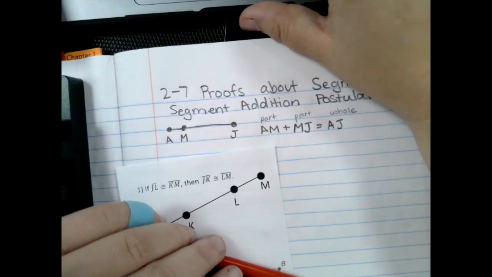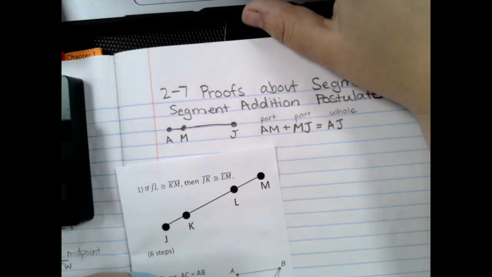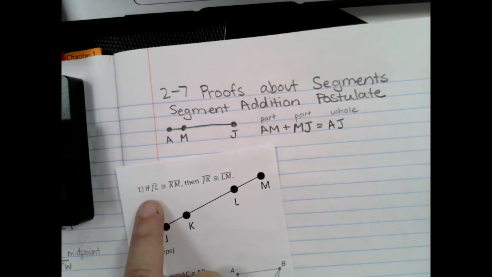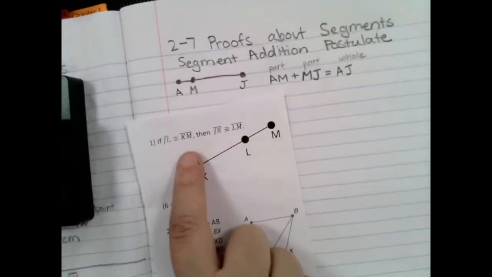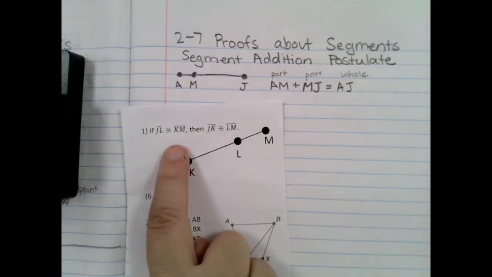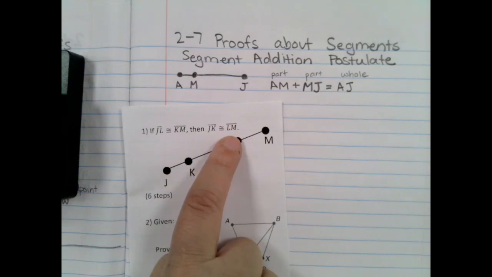All right, so we're going to read this problem. That's what we're going to do. Okay, so it says that if JL is congruent to KM, then segment JK is congruent to segment LM.